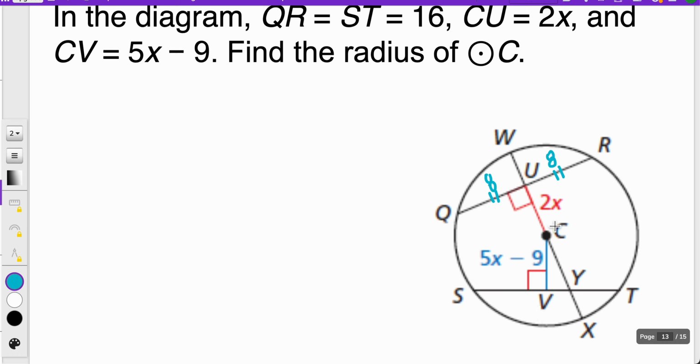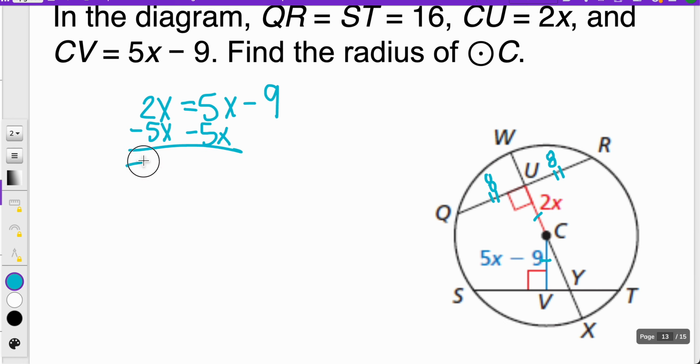So what I want to basically understand is, because I have 2 congruent chords, that means this equidistant 2x and 5x minus 9 are equal to one another. So let's start with that. 2x is equal to 5x minus 9. I'm going to subtract 5x from both sides. We get negative 3x equals negative 9, so x is equal to 3. Then I want to maybe think about my radius is exactly half. So from here, how much would that be equal to?